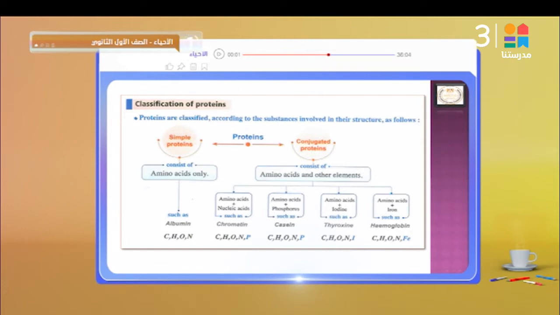Simple in Arabic, حاجة بسيطة. It consists of only one type of amino acid. Not only amino acid, but one type of amino acid. This knowledge must be taken into consideration. Conjugated means another element enters the structure. Simple is amino acid plus amino acid plus amino acid entering the structure of the protein.